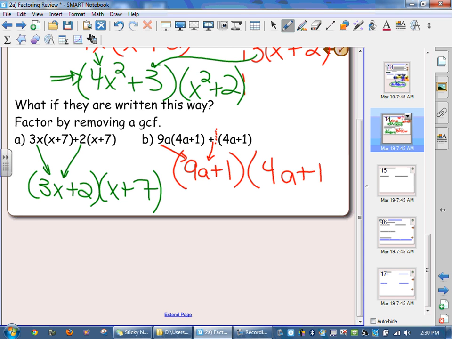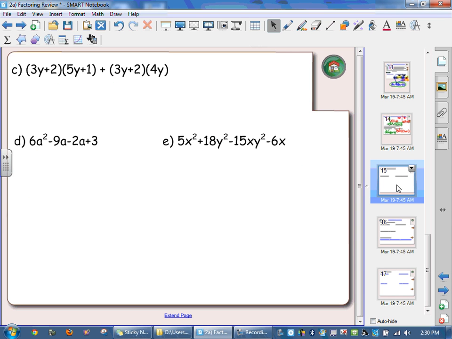Let's take a look at these ones. Well, what do we notice? This is my common factor that matches. So that means that these two must go in a bracket together. So in a bracket, I'm going to get 5y plus 1 plus 4y. Then I write my 3y plus 2.